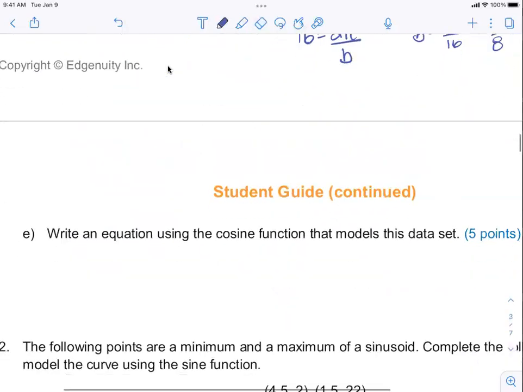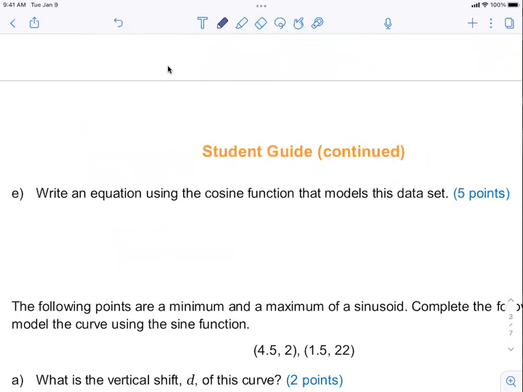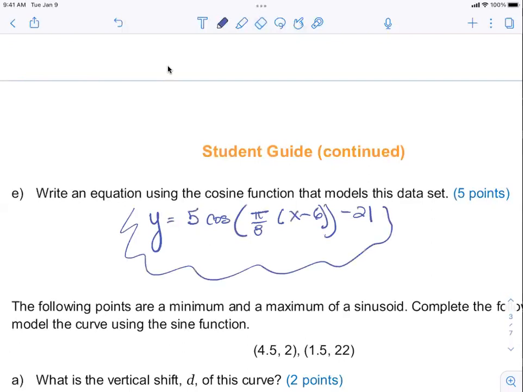So letter E, sorry that this goes on to another page. Write an equation using the cosine function that models this data. So basically we have to put everything together. So we're going to say that y is equal to 5. That was the amplitude. Cosine, your period factor is pi over 8. And then that shift is x minus 6, minus 21. You could write this for anything that shifts it like a whole other 2 pi to the left or the right, but we don't want to do that. This is what we got.